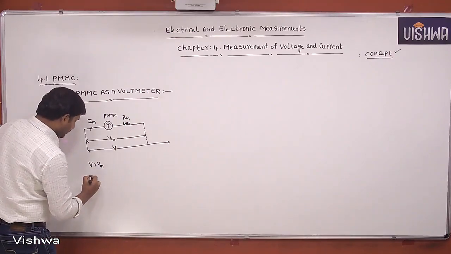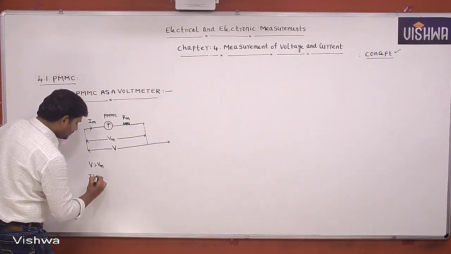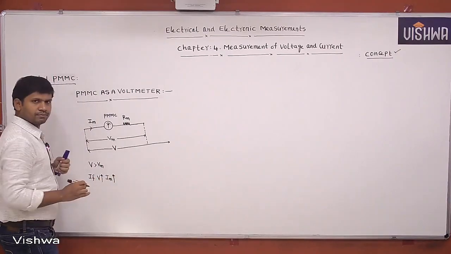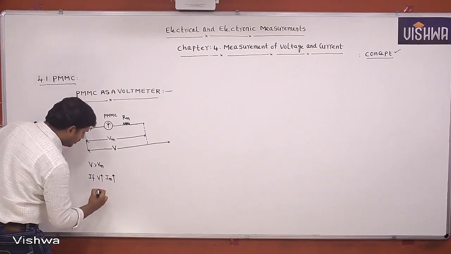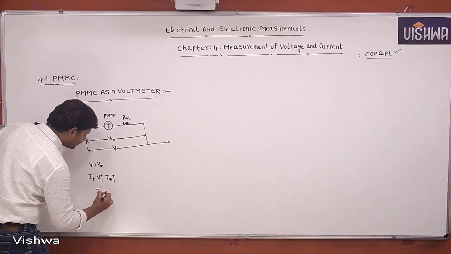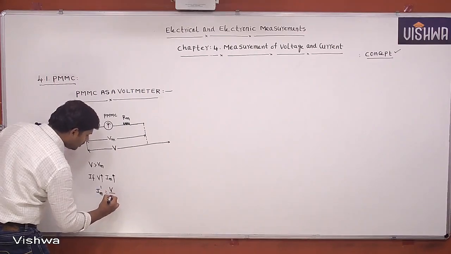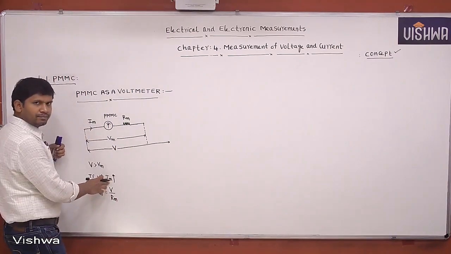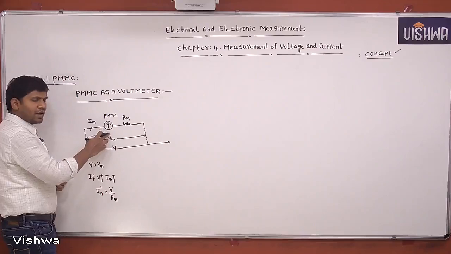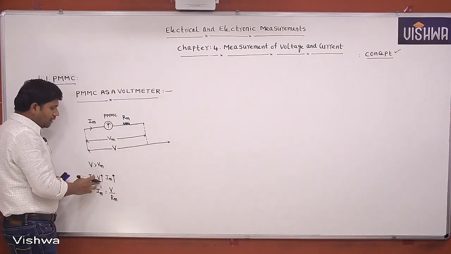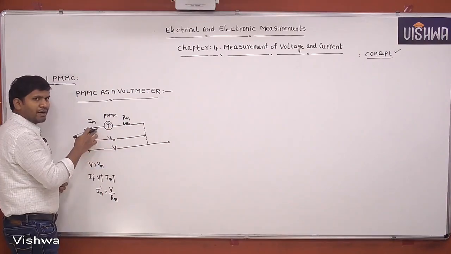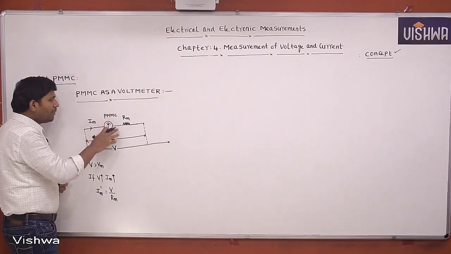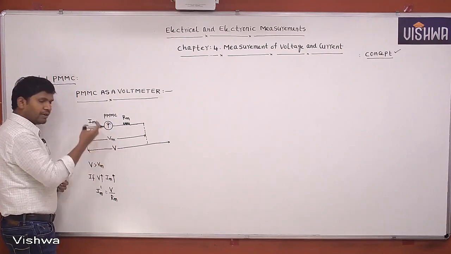If V increases, Im also increases. Then Im dash is V by Rm, but this Im dash is greater than Im. But you want to measure these high voltages. If the voltage applied across the meter increases, the meter current increases, and the meter will be damaged. Without damaging this meter, we want to measure the voltage V.